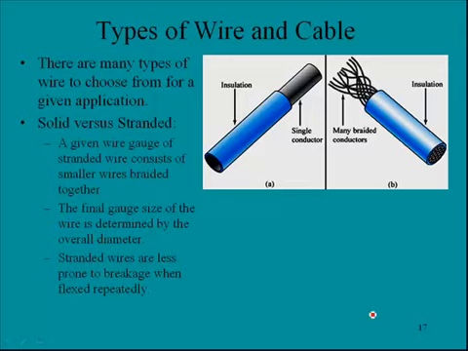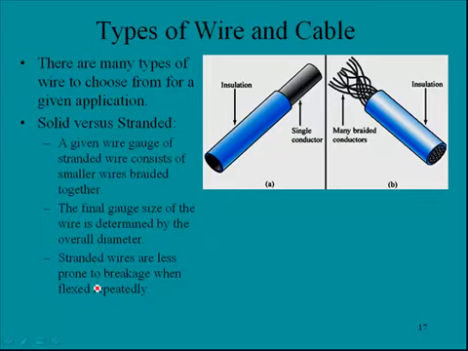Types of wire and cable. There are many types of wire to choose from for a given application. And so there are the solid types, and then there are the stranded types. A given wire gauge of stranded wire consists of smaller wires braided together, such as this. The final gauge size of the wire is determined by the overall diameter of the wire, for example, right here.